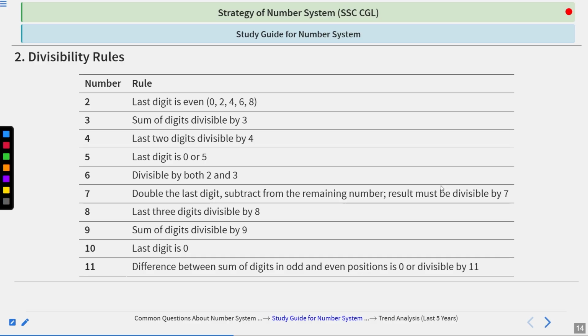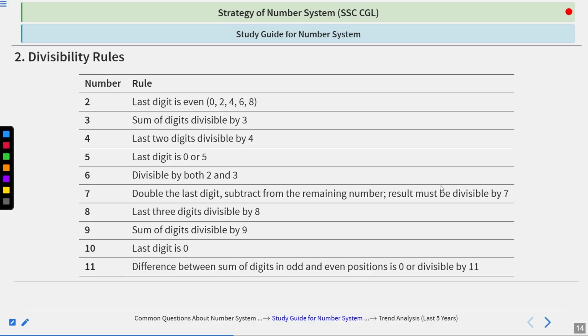Divisibility rule of 6 says if the given number is divisible by both 2 and 3, then the number will be divisible by 6. In the same way, the 7 divisibility rule says that double the last digit and subtract it from the remaining number; if the result is divisible by 7 or the result is 0, then the number will be divisible by 7.